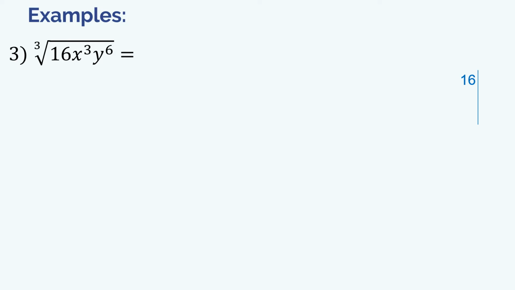16 is divisible by 2, and the answer is 8. At this point, we can continue finding the prime factorization of 16, but I can stop because I know that the cubic root of 8 is 2. So 16 will be equal to 8 times 2. So let me replace this into my expression. It will be the cubic root of, instead of 16, 8 times 2 times x cubed times y to the 6th power.